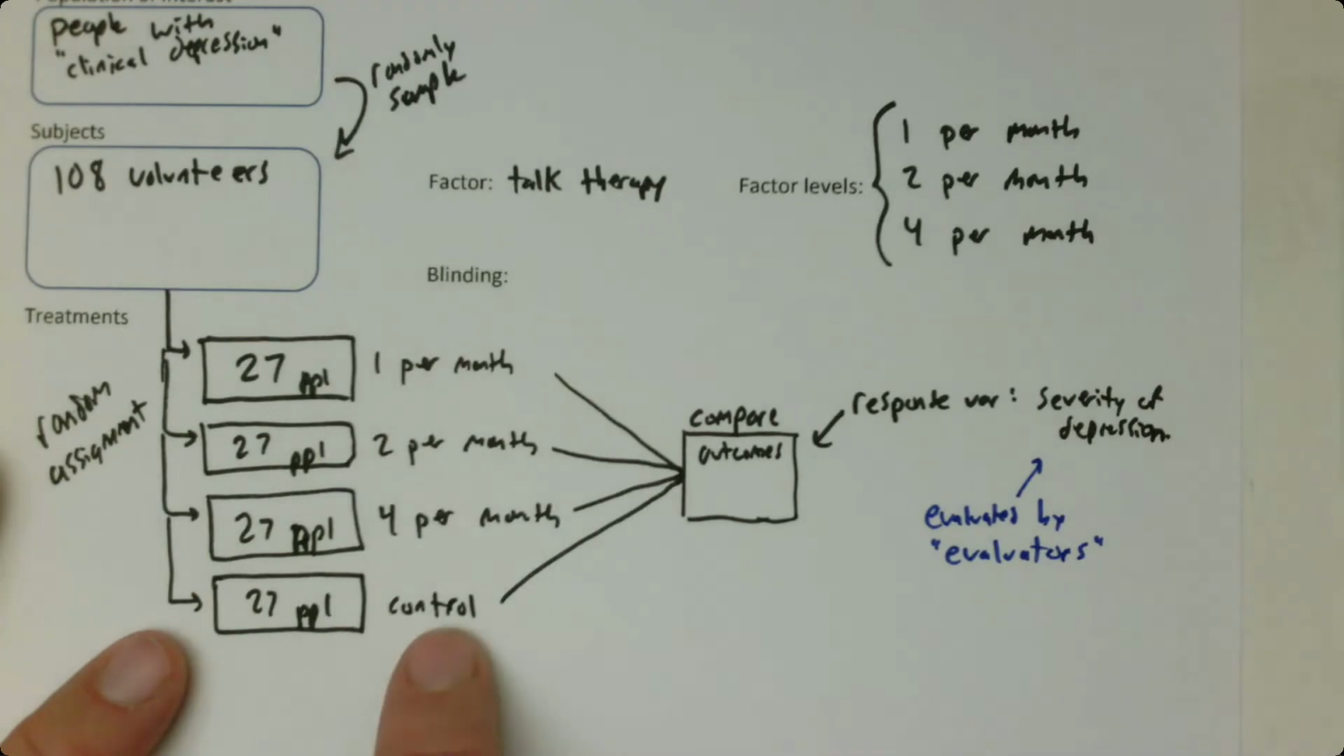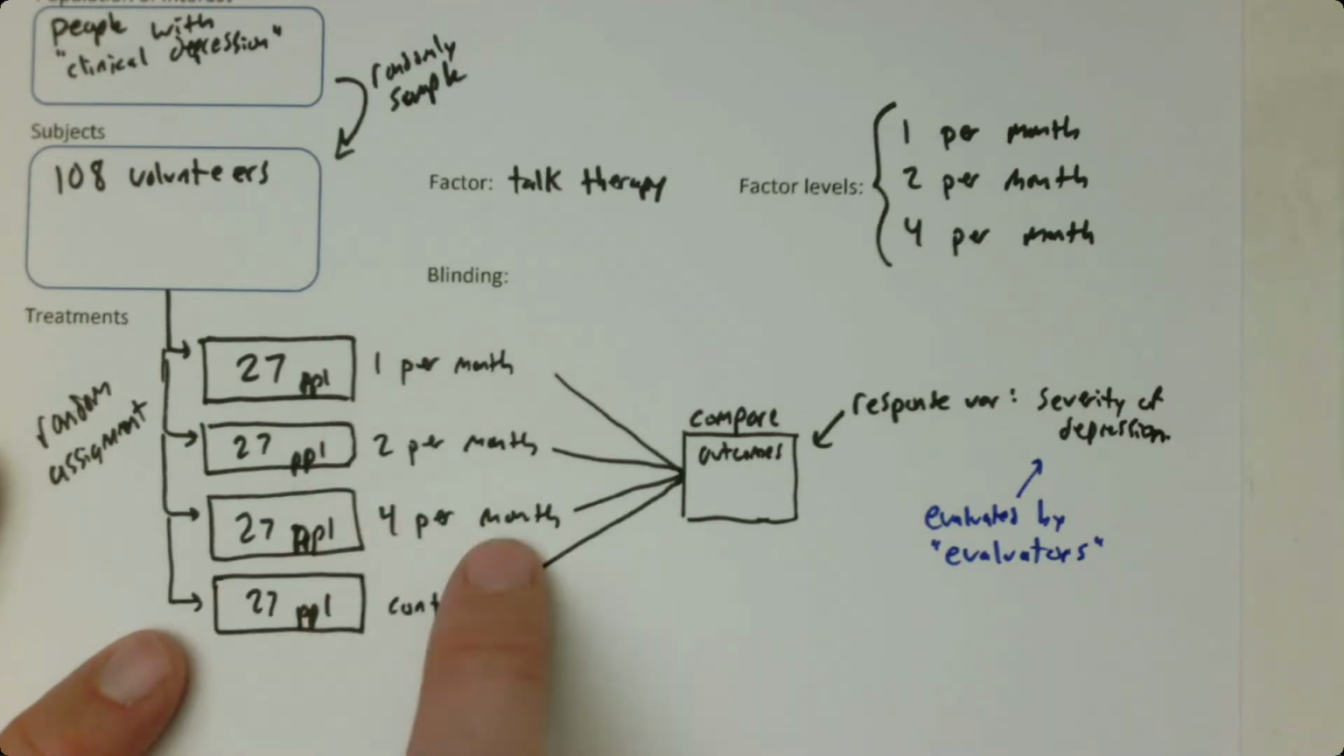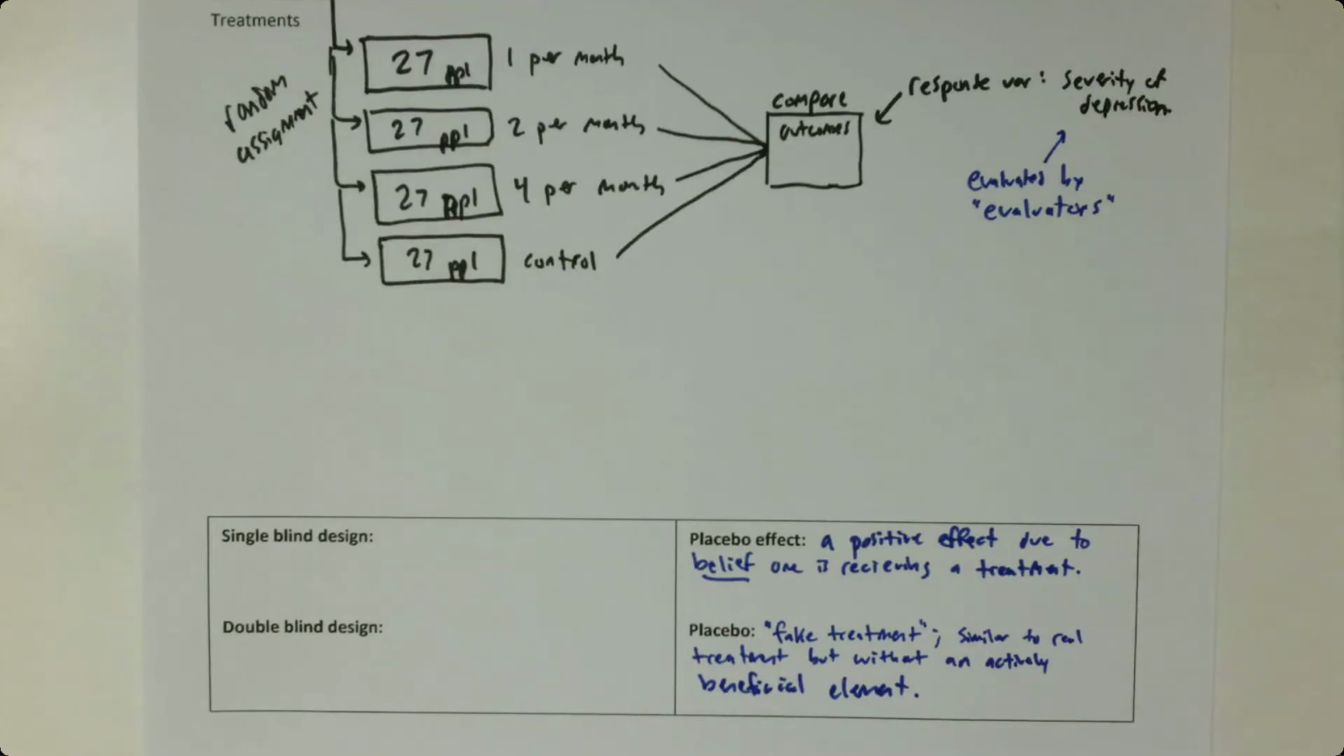The control group is like, oh yes, I went and I talked to a therapist. And these other people, in fact, did talk to therapists. And so all of their beliefs would be the same. And so in that case, if there was a difference in the outcomes, it couldn't be because one group believed that they were receiving a treatment and another group didn't. So that's what would be called a single blind design.